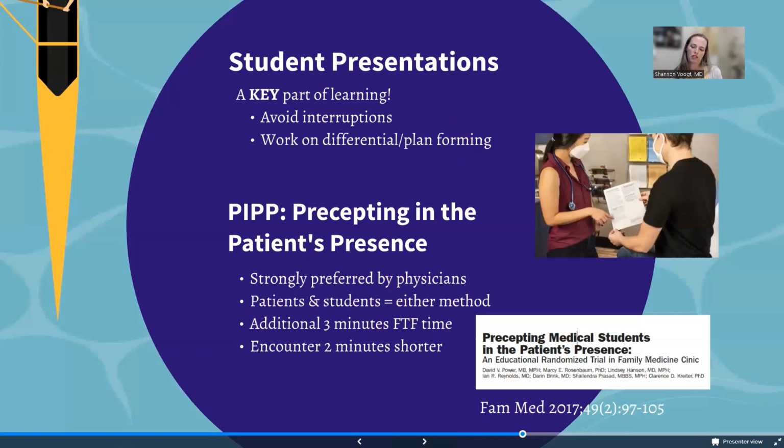When they interviewed patients and students, they preferred either method. So they were pretty neutral. So I think that this is a great method. It does increase your face-to-face time with the patient. So patients see that and understand that you're with them a little more. But it actually makes the encounter shorter overall. So this will save you time. If you are running behind and you have a student, this is the best way to catch up, is to say, let's have you present in front of the patient.